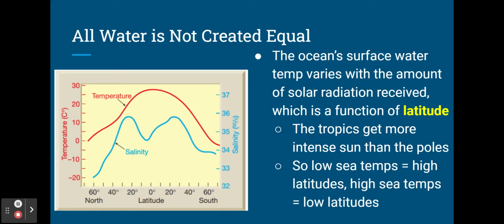The ocean surface water temperature varies with the amount of solar radiation it gets, and it's a function of latitude, where it is on the planet. The polar ice caps have less sunlight, less solar radiation, than the tropics. If you're in an area with low sea temperatures, that's usually in high latitudes because it's colder there. If you have warmer sea temperatures, then you're in the lower latitudes, near the equator.